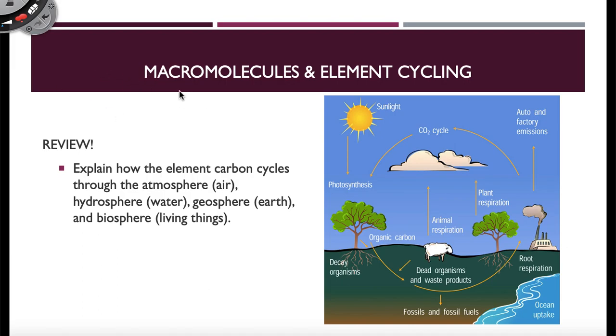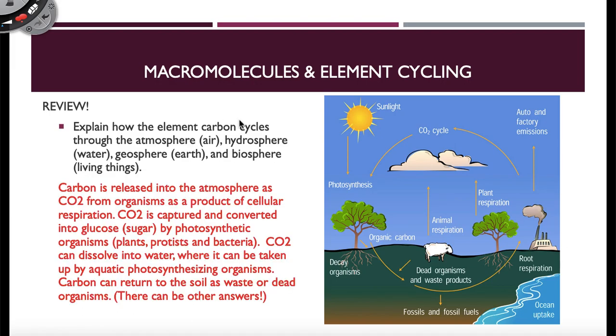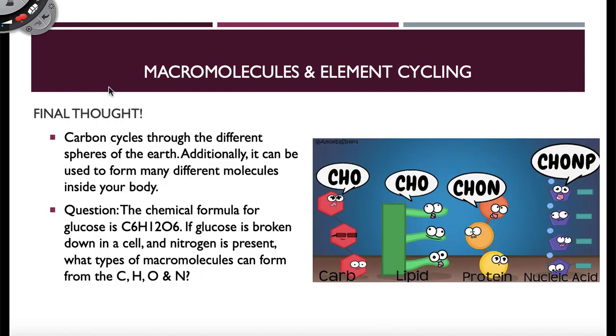Okay, so just a quick review here. Remember that carbon cycles, right? And carbon cycles through the atmosphere and the air, carbon dioxide. It cycles in the water, in the geosphere, and in the biosphere. So carbon is everywhere. We release it as part of cellular respiration. Plants release it as part of cellular respiration. Animals release it as part of cellular respiration. And then the CO2 is taken up by plants in the process known as photosynthesis.